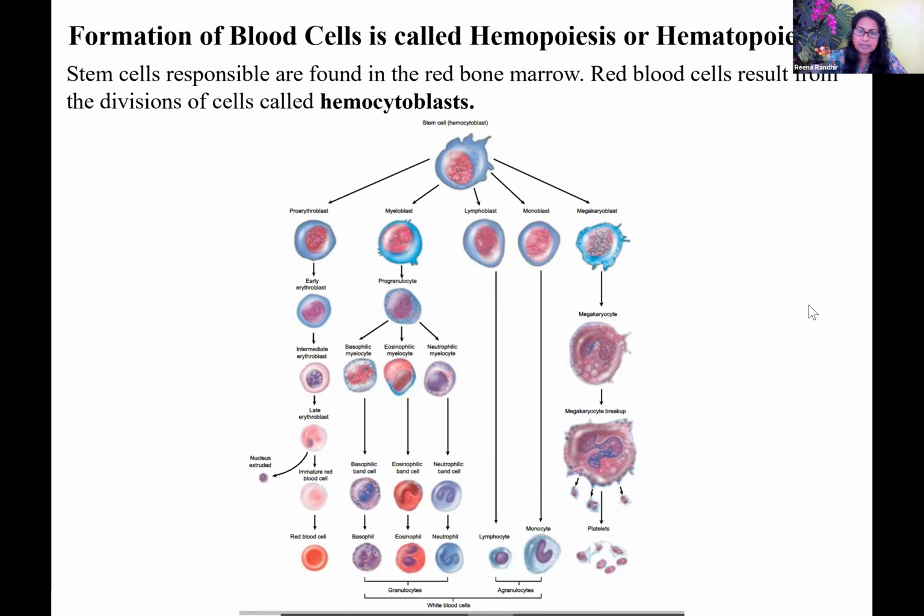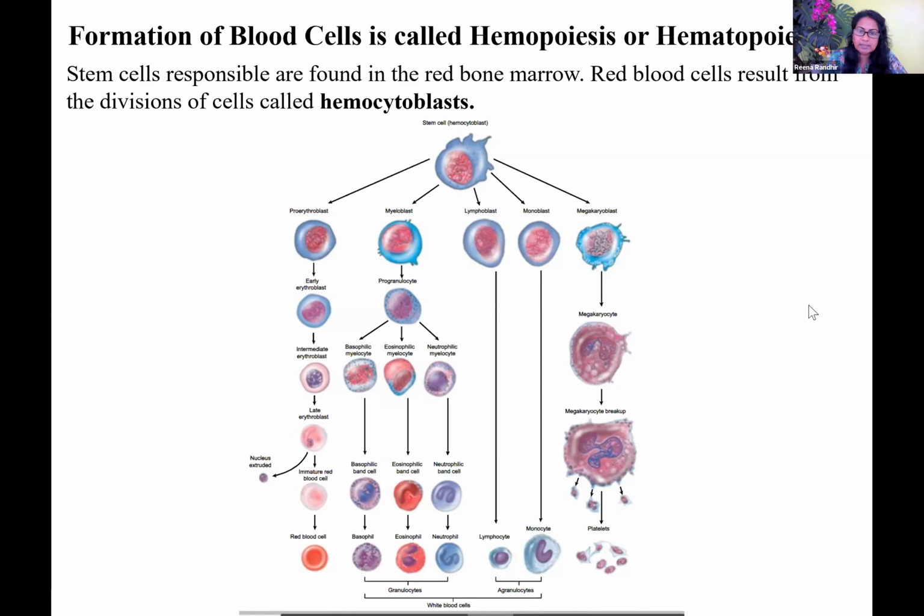There's another differentiation of the mother stem cell to make a cell called megakaryoblast. And that will break up into small pieces, like pieces of plate. Maybe that's why it's called platelet. That is responsible for blood clotting.